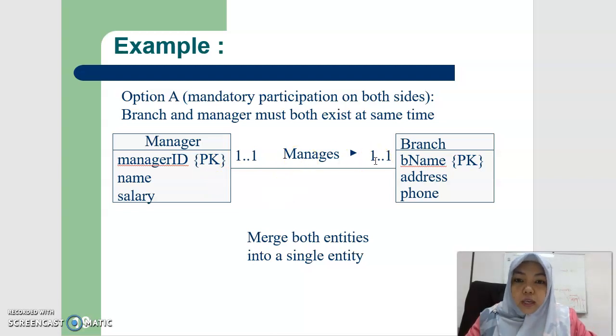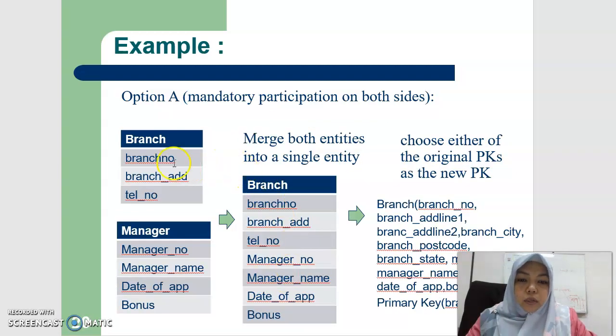So for manager, we have manager ID, name and salary. And branch, we have branch name, address and phone number, with branch name as the primary key. So in this case, we have to merge because here you can see the participation is mandatory for both entities. So you have to merge both entities into a single entity. So here we have branch number, branch address and telephone number, manager number, manager name, date of appointment and bonus.